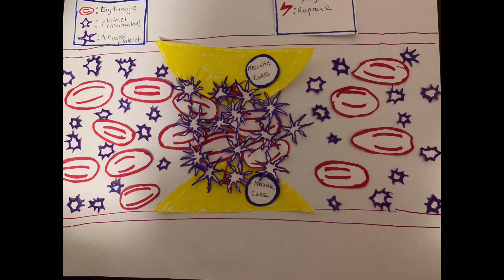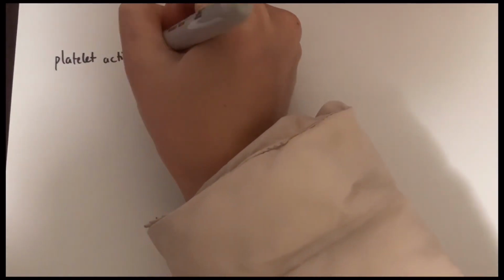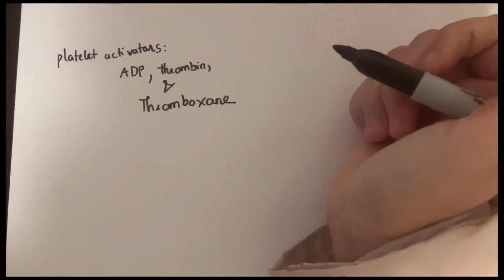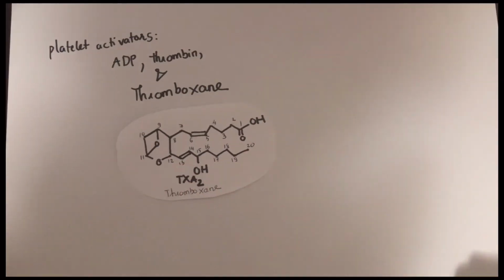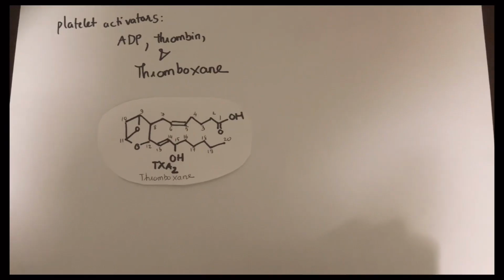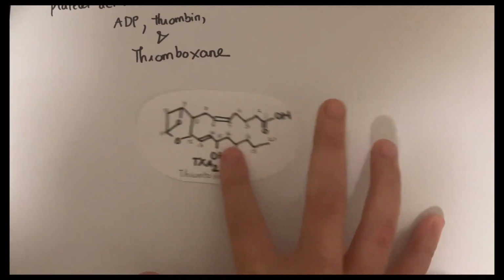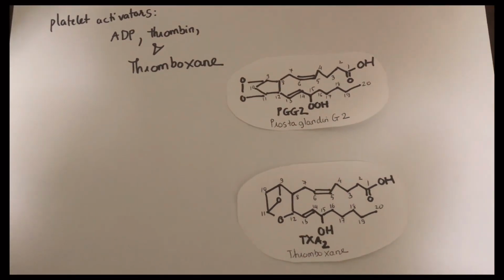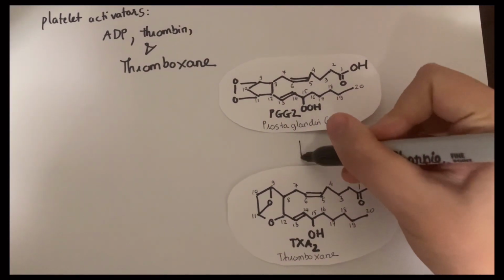So in this video, we will aim to understand more about the development of thrombotic stroke via understanding thromboxane. Thromboxane is an important molecule in thrombosis and is also a platelet activator, in the same group as ATP and thrombin. The precursor of thromboxane is prostaglandin G2.